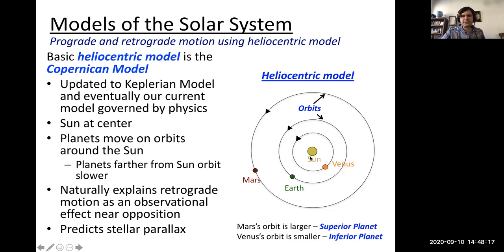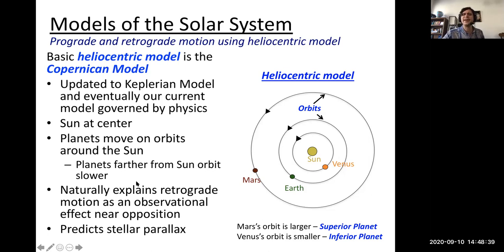So we have the sun at the center, and the planets move on orbits around the sun. And the further the planets are from the sun, the slower they orbit. You might be thinking, well, how does this explain retrograde motion, which is how I'm going to finish this video, and I'll show you retrograde motion in both the models with a simulation.